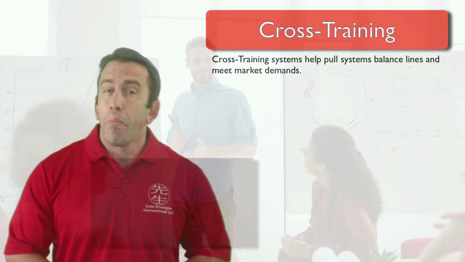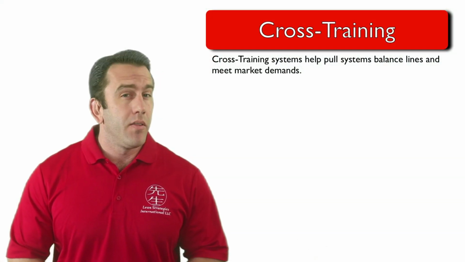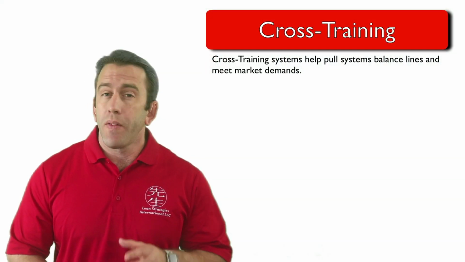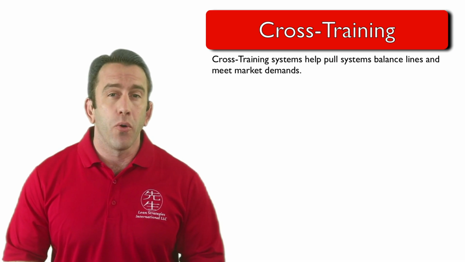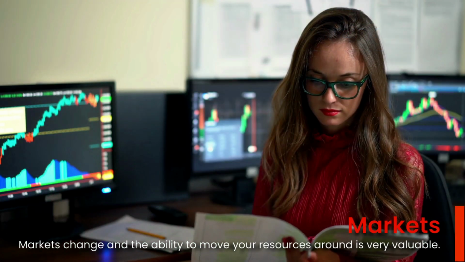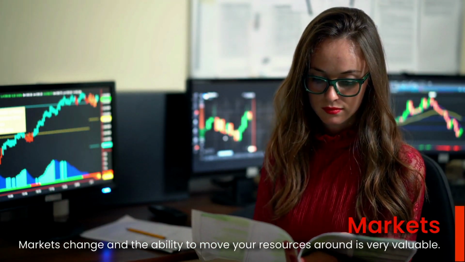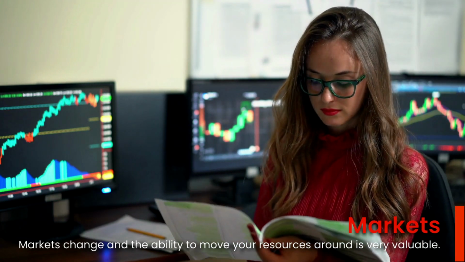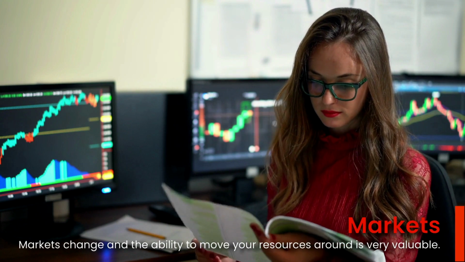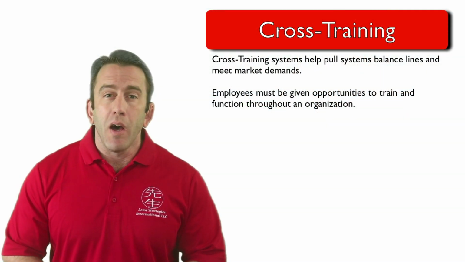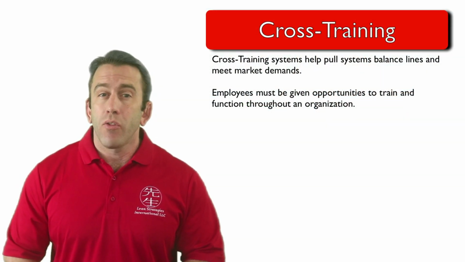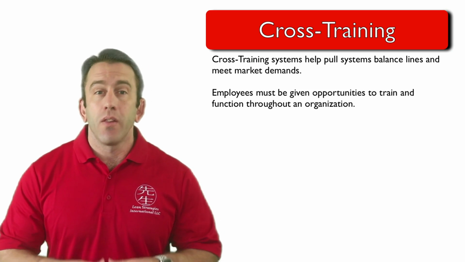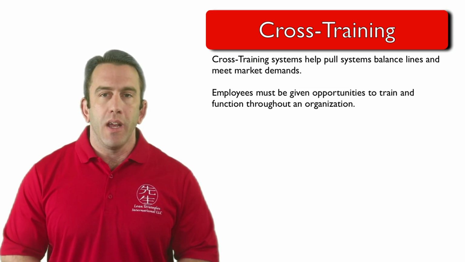The only way that a pull system can balance lines and meet market demands is with a healthy cross-training program. Markets will go up and down, and the ability to move your resources around is one of the most important things that you can develop. This means that employees must be given opportunities to train and function throughout the entire organization.